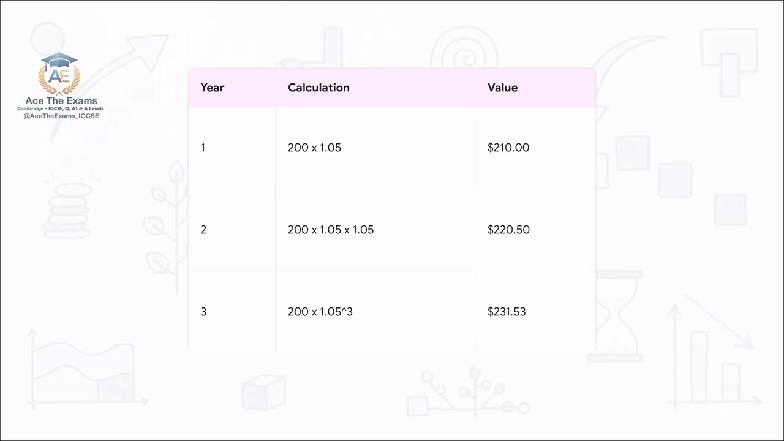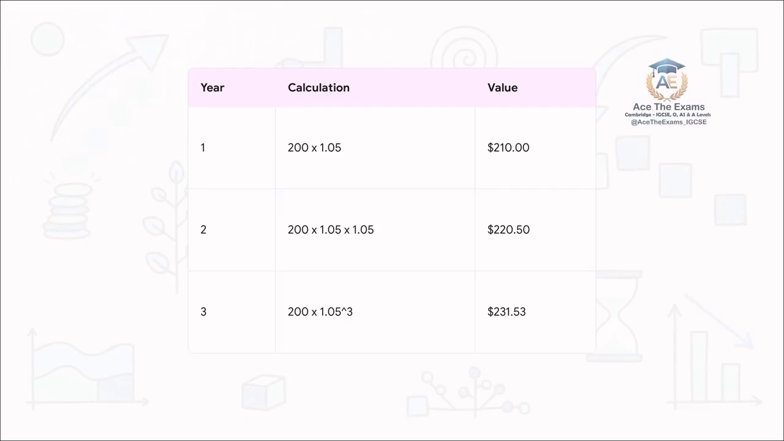Okay, look closely at this table. Notice that we don't just add $10 every single time. Instead, we are multiplying by our constant multiplier 1.05. Where does that come from? Well, you keep your original 100% and you add 5% growth, giving you 105%. As a decimal, that is 1.05.